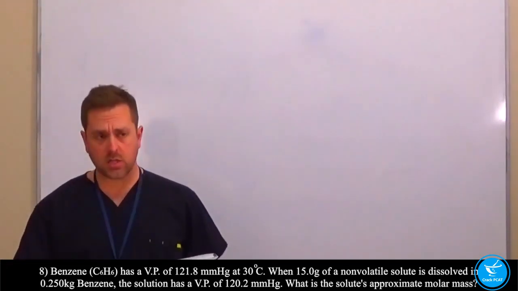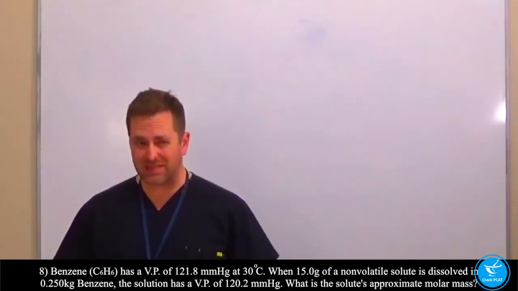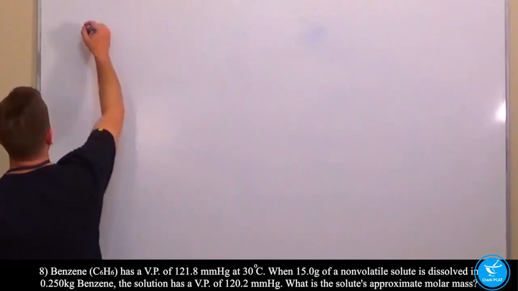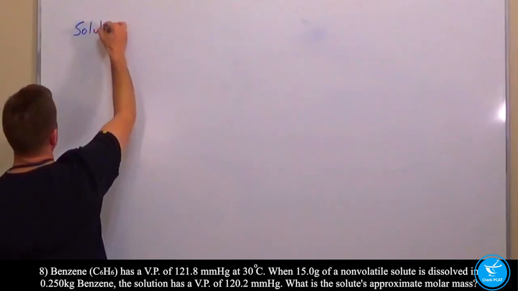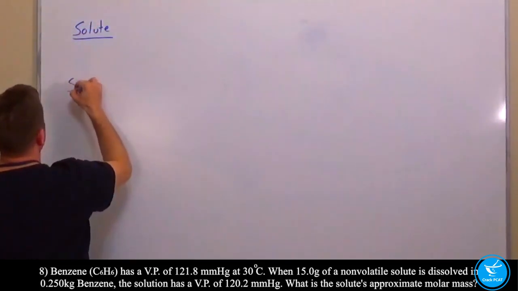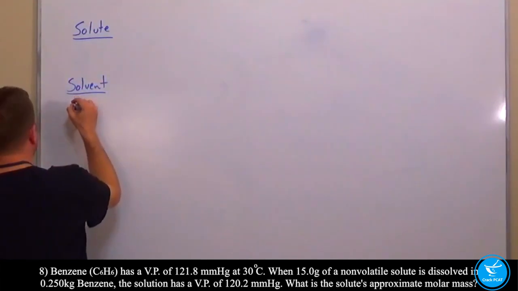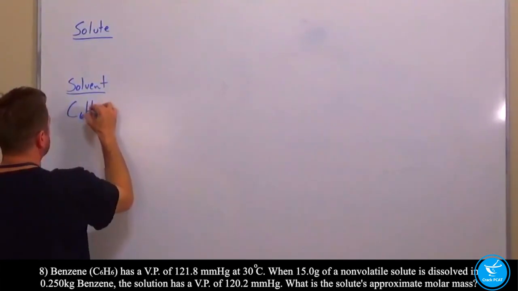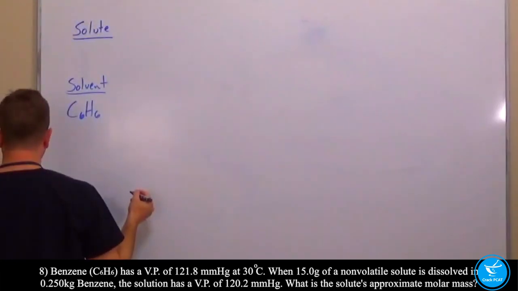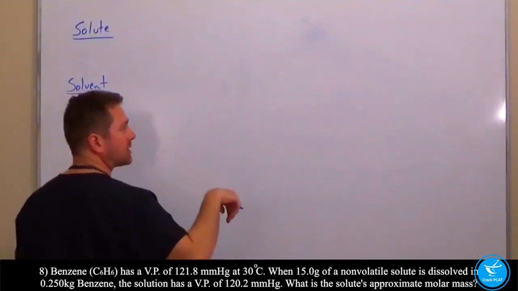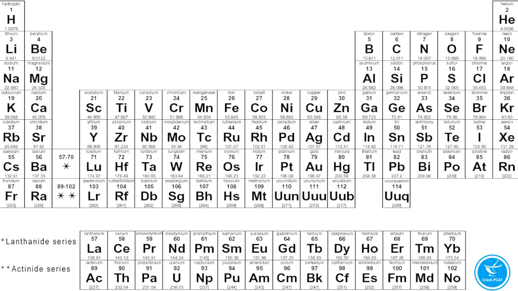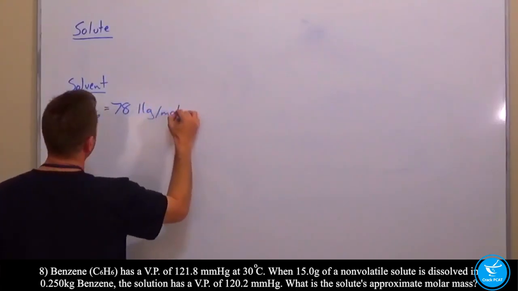Okay, so now we're not dealing with water as a solvent, it's actually benzene. So I'm going to organize two categories here: solute and solvent, which is our benzene. And benzene has a molecular formula of just C6H6. If we look at the periodic table, let's calculate the molar mass of it. So you have 6 times 12 plus an additional 6. So it's about 78.11 grams per mole. Okay.